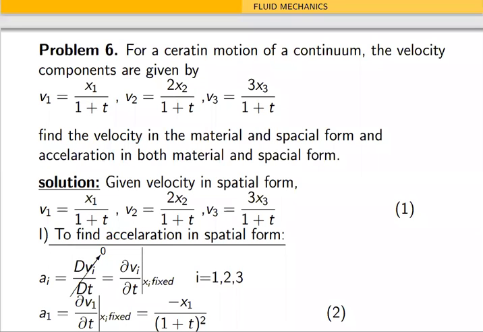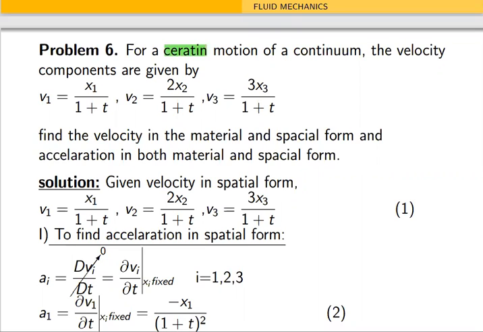Hi class, let us solve this problem. For a certain motion of a continuum, velocity components are given. We have to find the velocity in the material form and acceleration in both material and spatial form. Okay, let us now look at this problem.